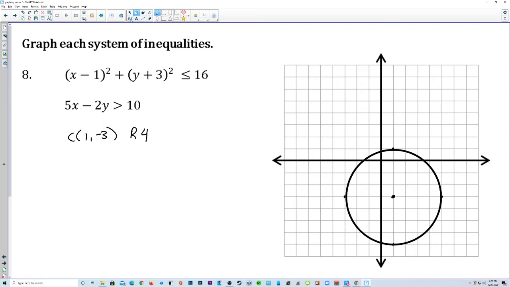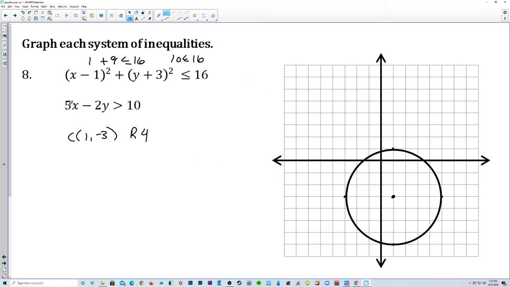Now, if we check the point 0, 0, if I plug 0 in here, we get 1 plus 9 is less than or equal to 16. So 10 is less than or equal to 16. That's true. So we're going to shade inside the circle.